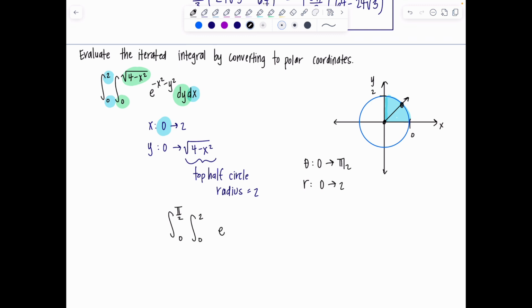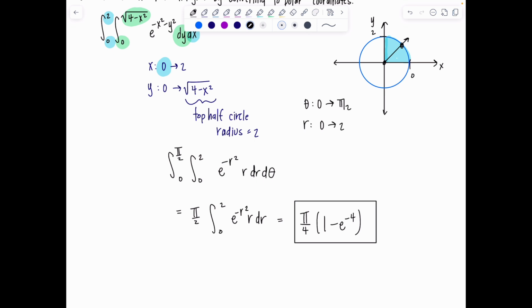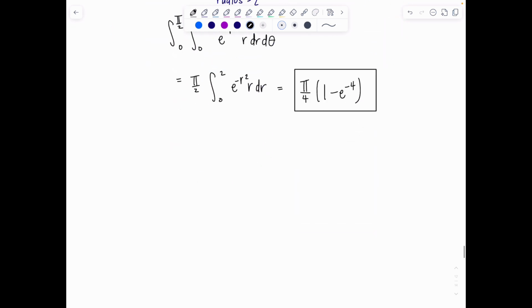This is going to be e to the negative r squared, and then instead of dy dx, r dr d theta. Then you evaluate this integral, pi over 2, 0 to 2, e to the negative r squared r dr, yada, yada, yada. You should get pi over 4 times 1 minus e to the negative fourth. Nice? Great. Last one. I'm so sad.